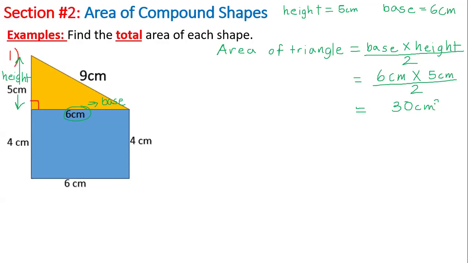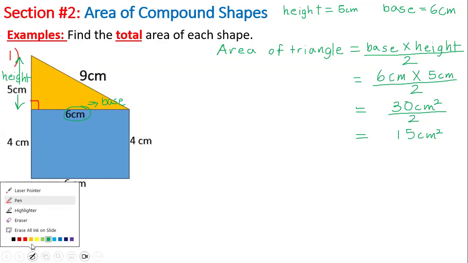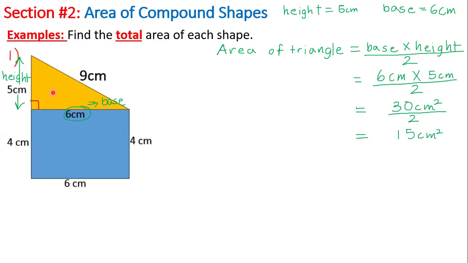Squared all over 2. And 630 divided by 2 is what? 15. 15 centimeters squared. So that means that the area of this triangle is what? 15 centimeters squared.